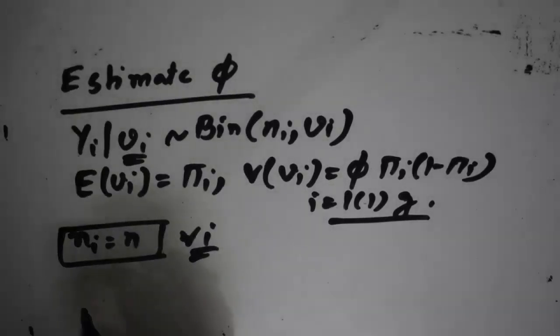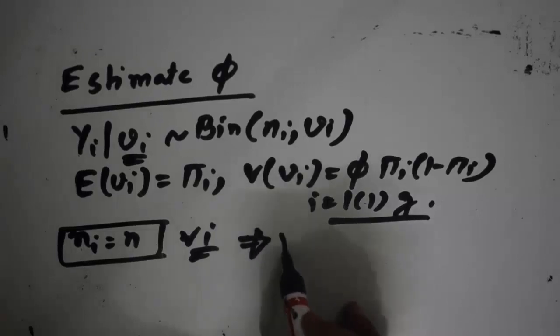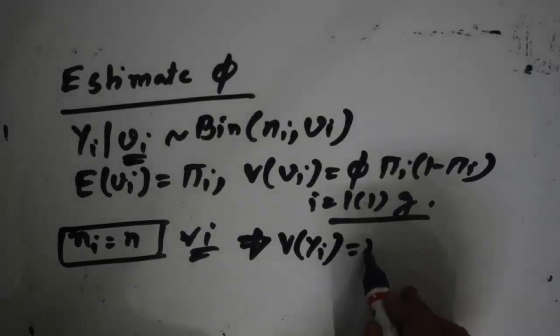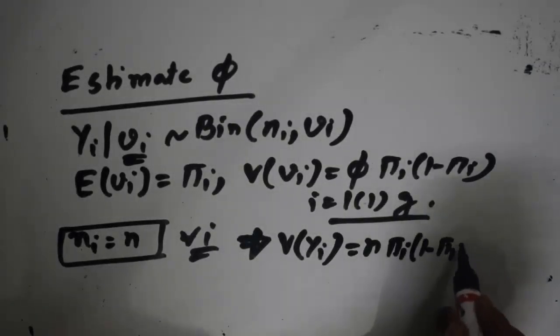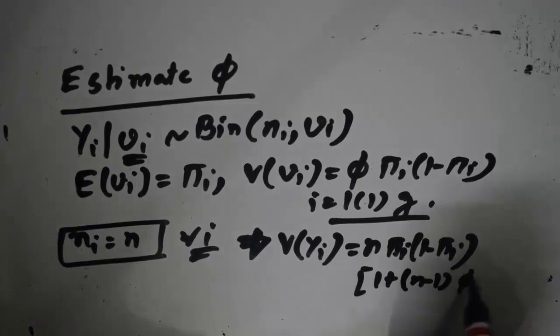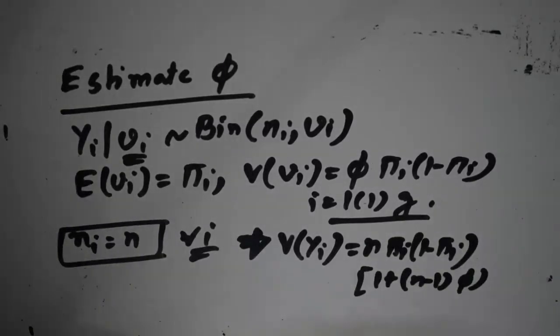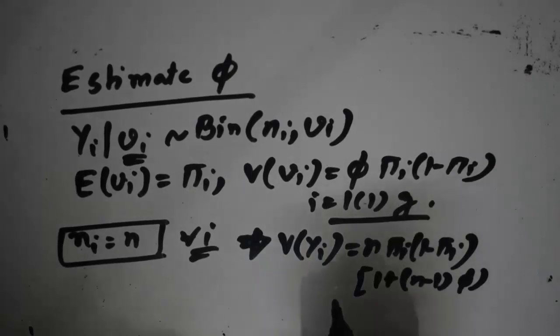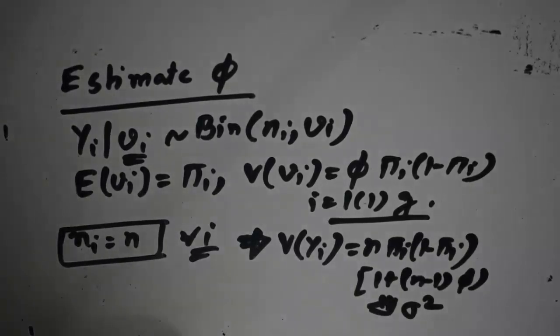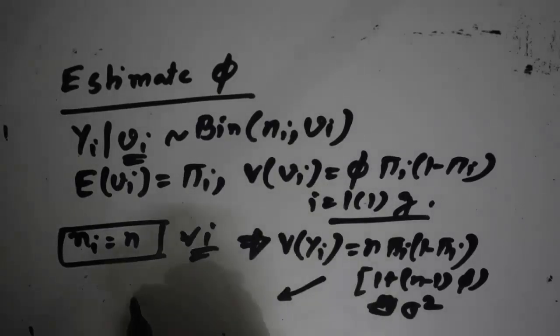Therefore, this implies the variance of capital Yi is equal to n pi i (1 minus pi i) into (1 plus (n minus 1) phi). And we take this as sigma square, and this is a heterogeneity factor.